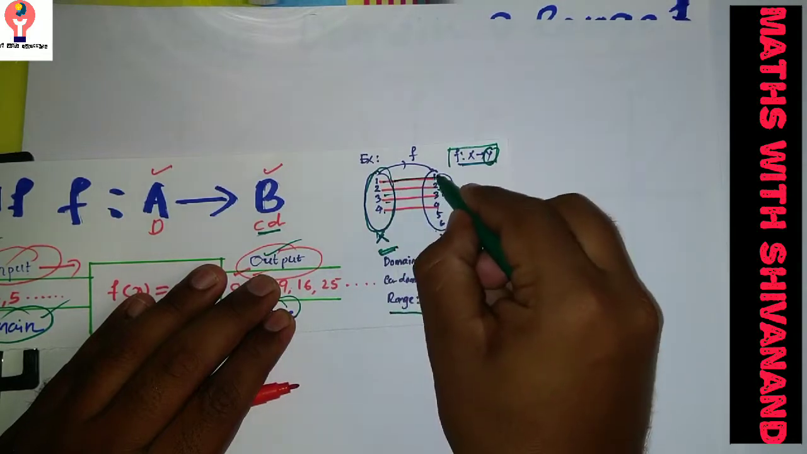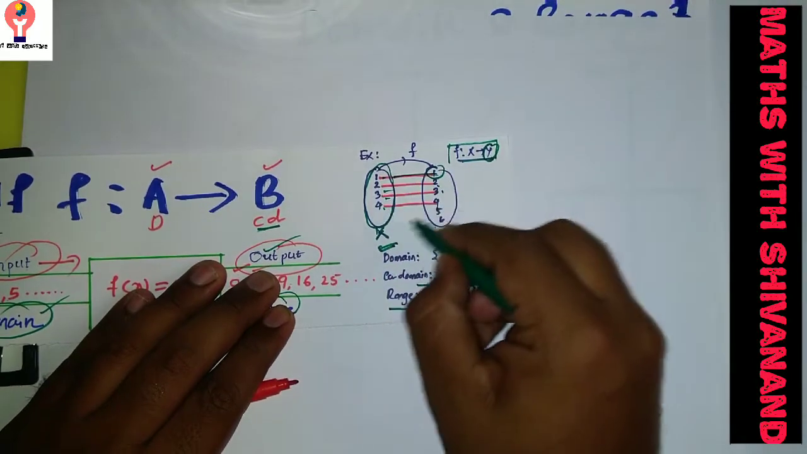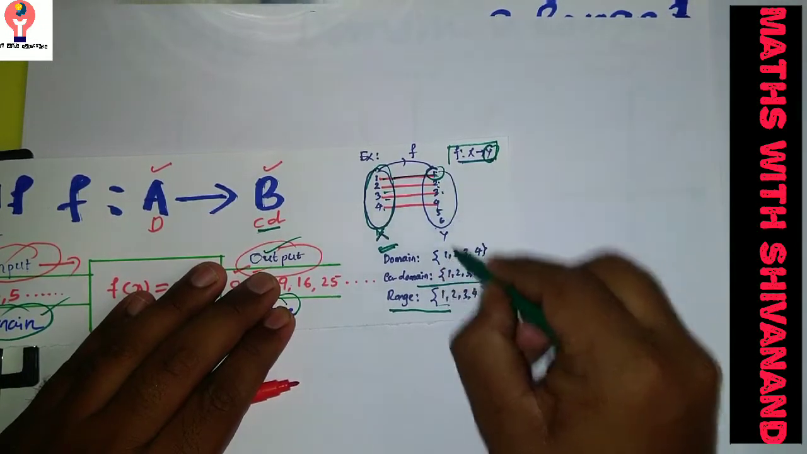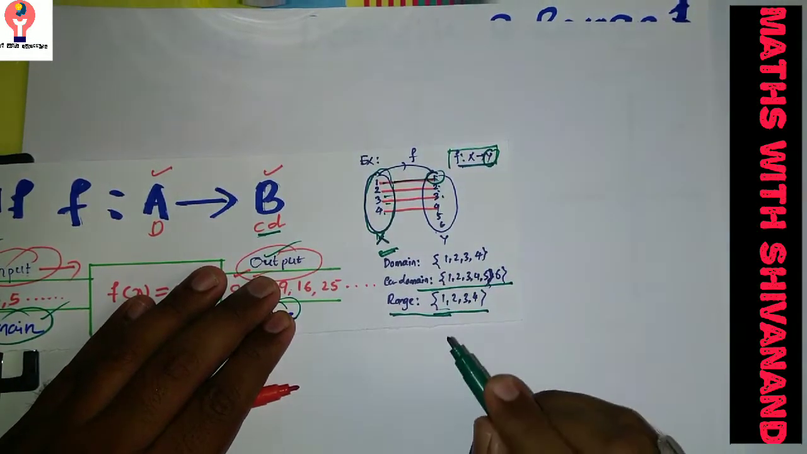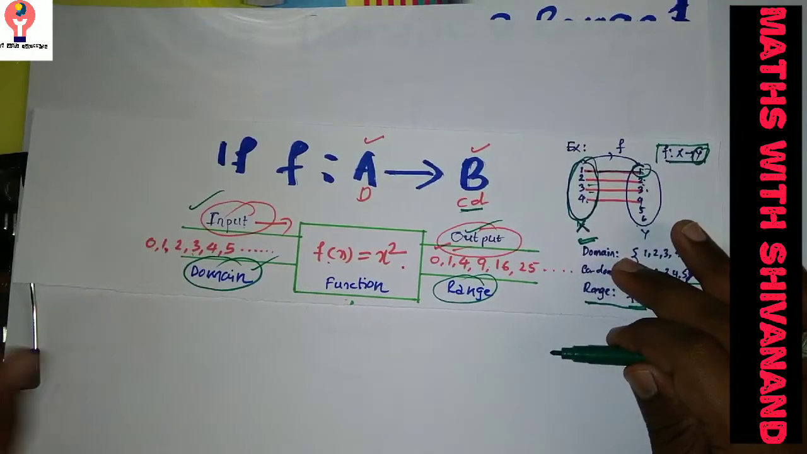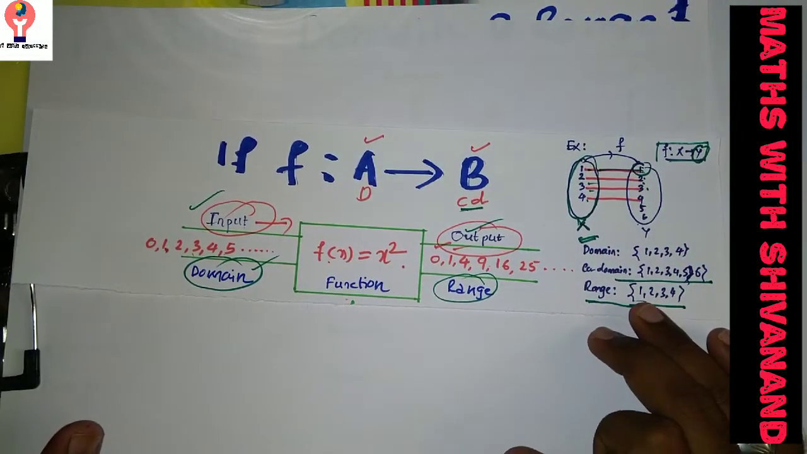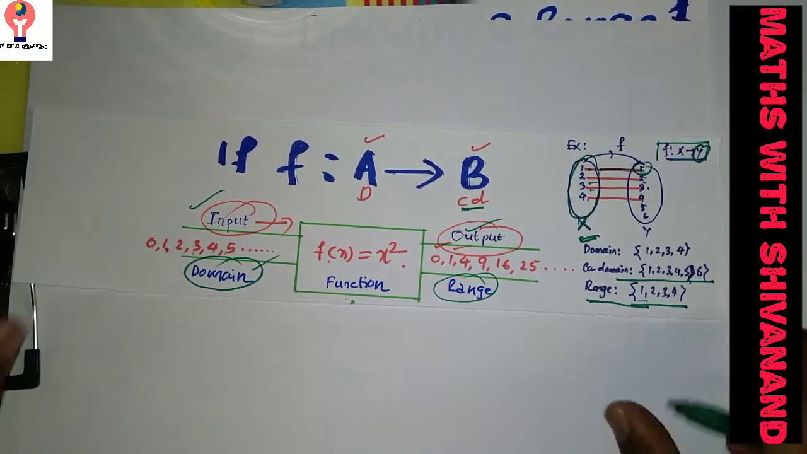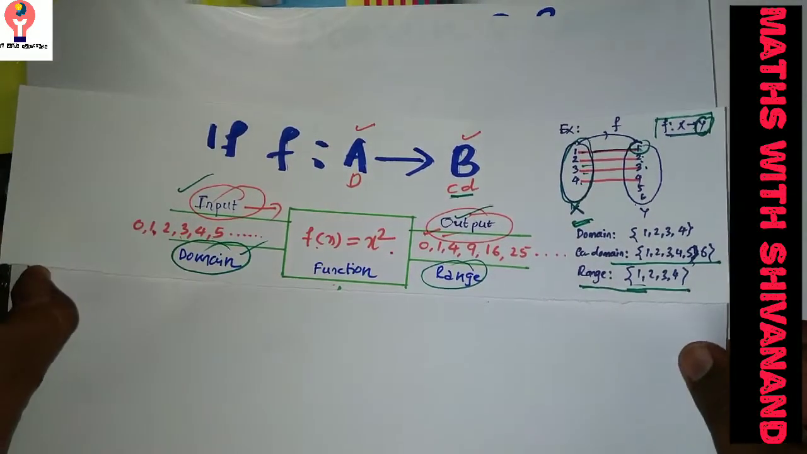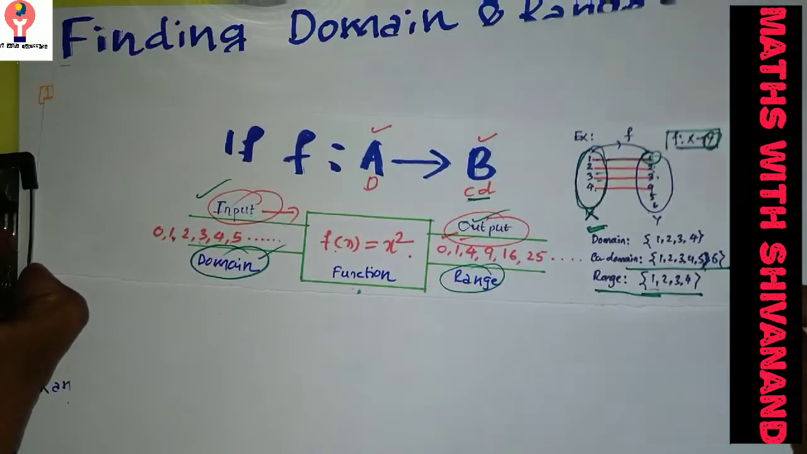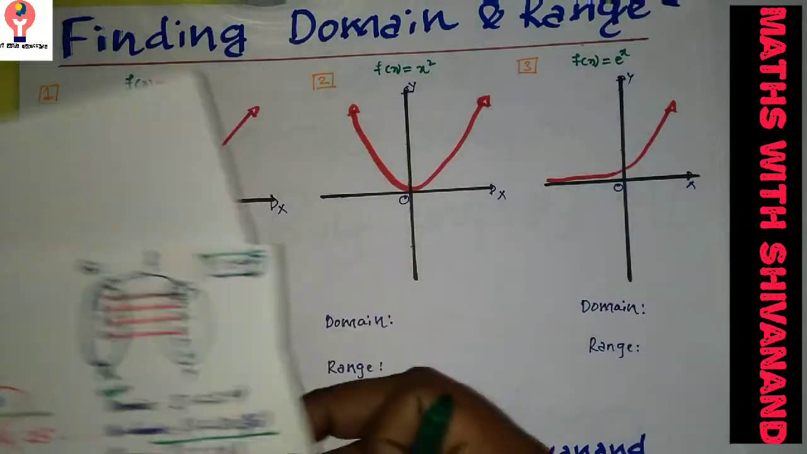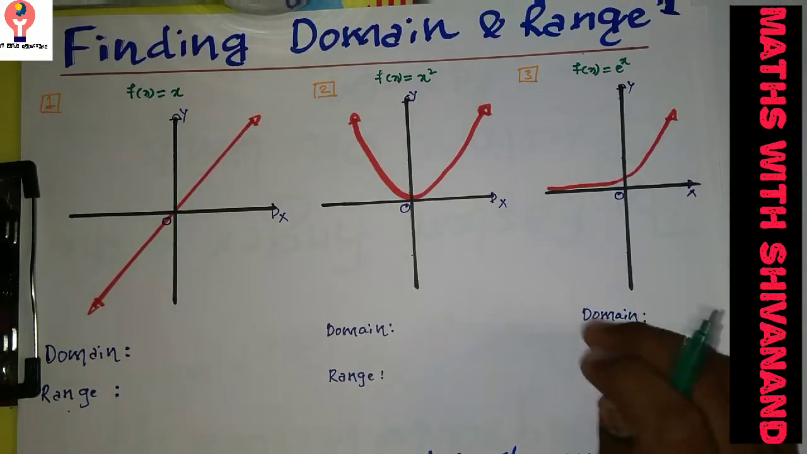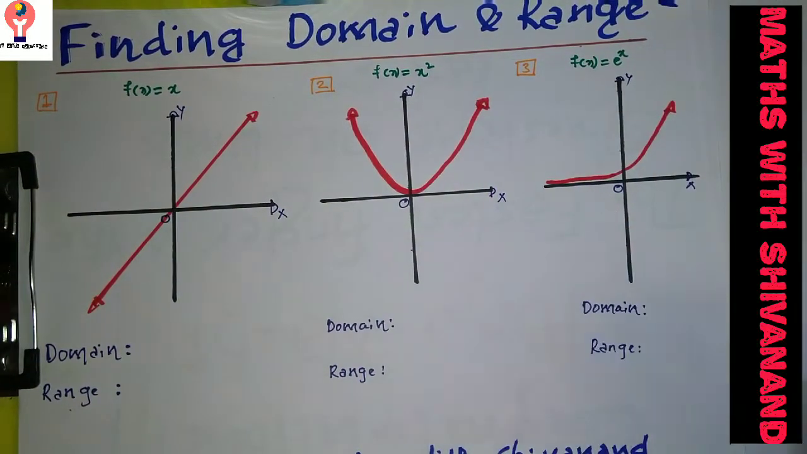What is the range? The mapped elements, the image of the domain. The image of the domain is called the range. Here 1, 2, 3, 4 is the range. So remember, students, range is simply the image of the domain. That's all. One thing you should remember forever: domain and range are always sets, and you should write them in set notation only. Now let us begin with today's concept.